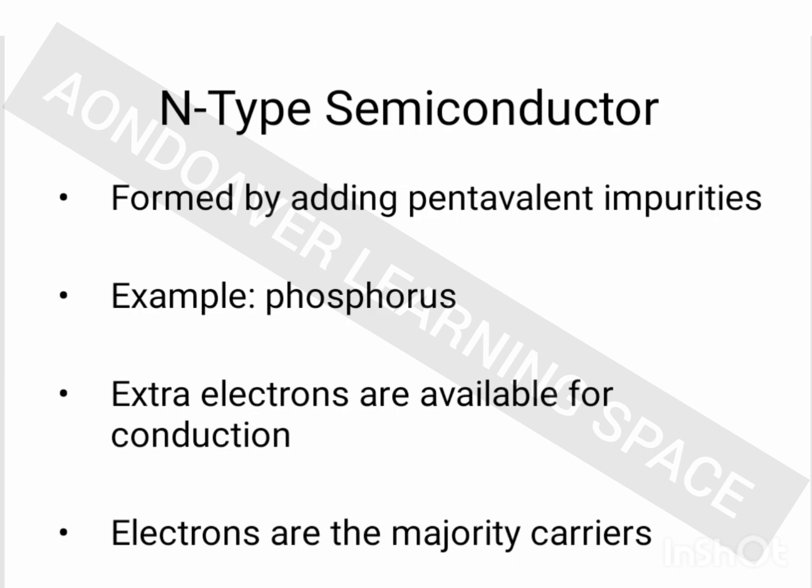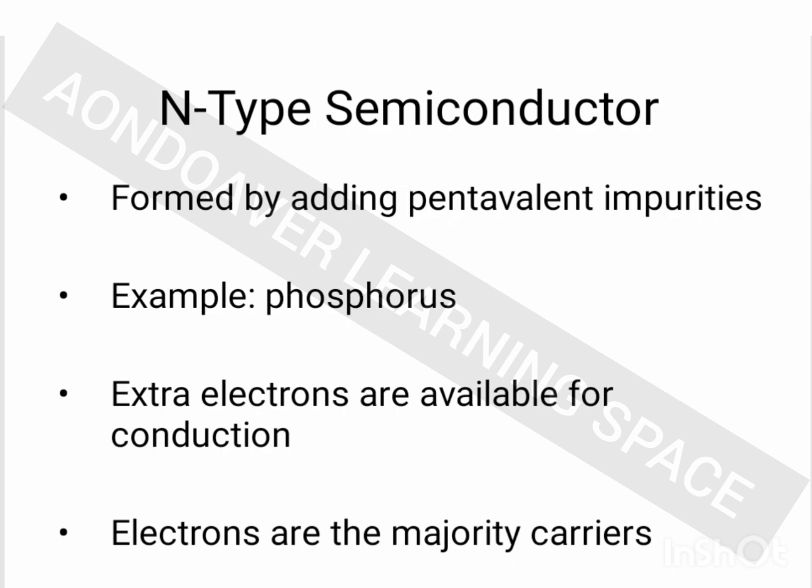So let's look at the N-type semiconductor. The N-type semiconductor is formed by adding pentavalent impurities. When we say pentavalent impurities, we are talking about impurities that have 5 electrons in their outermost shell. Example, we have phosphorus. Phosphorus has 5 electrons in its outermost shell. So you will note that semiconductors have 4 electrons in their outermost shell.